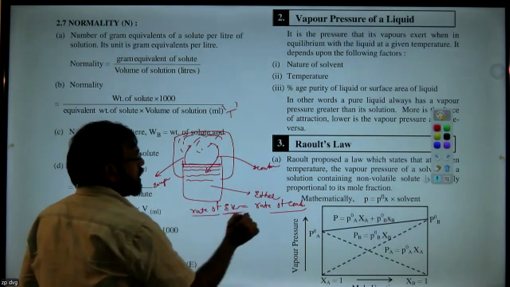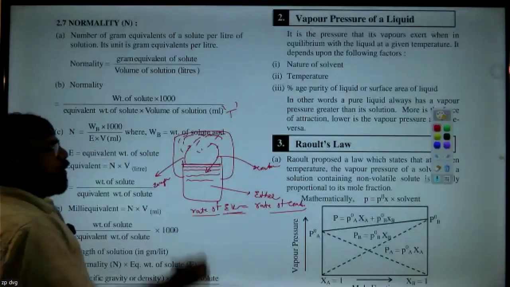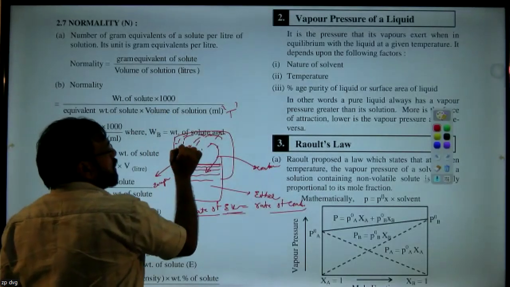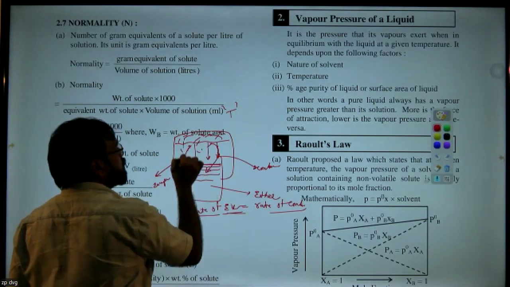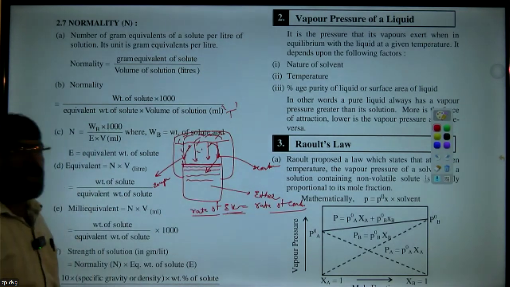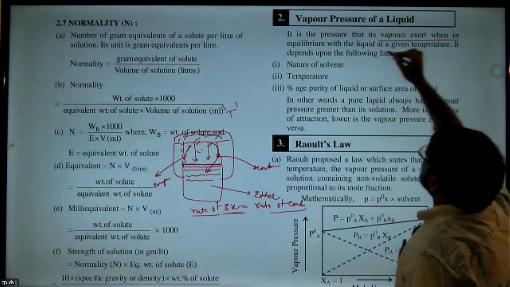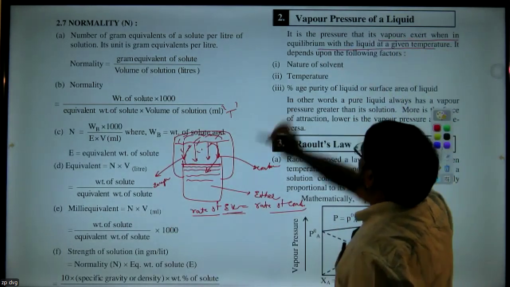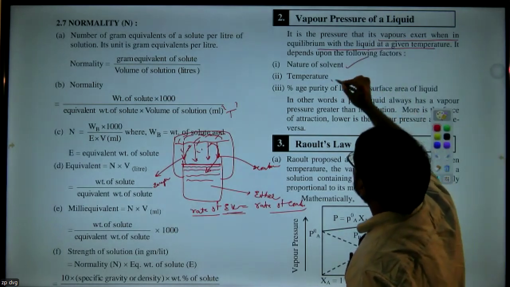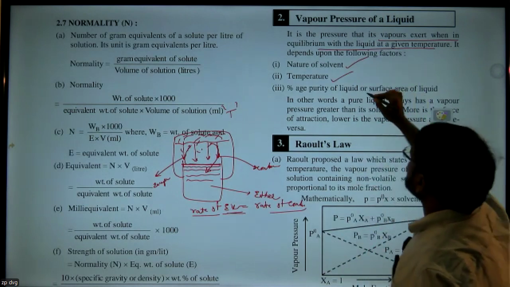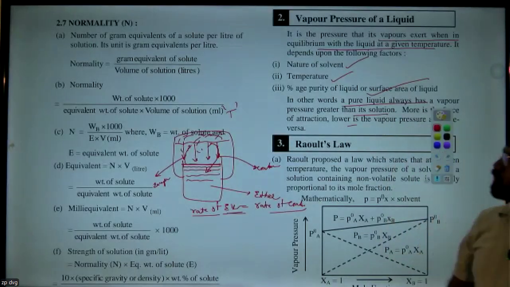At that condition, the rate of evaporation and the rate of condensation both become equal. At that condition, the pressure exerted by the vapor on the surface of the liquid is known as vapor pressure. At equilibrium, how much pressure they exert on the surface of the liquid is called vapor pressure. Vapor pressure depends on the nature of the solvent, temperature, percentage of purity, surface area, like this. So it depends on some characteristics.